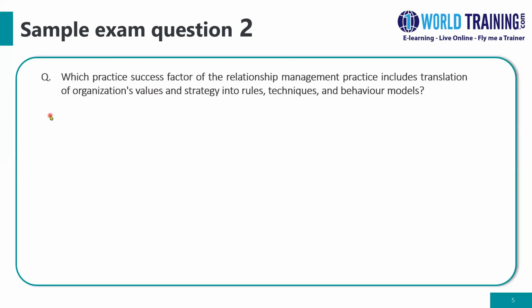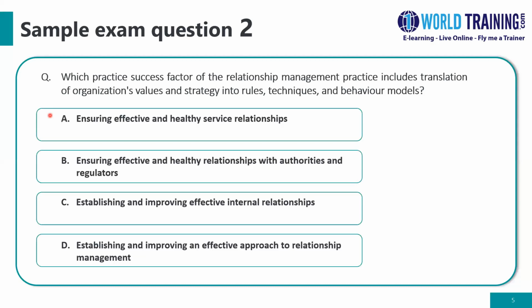Question number 2, which practice success factor of the relationship management practice includes translation of organization's values and strategy into rules, techniques, and behavior models? A, ensuring effective and healthy service relationships. B, ensuring effective and healthy relationships with authorities and regulators. C, establishing and improving effective internal relationships. D, establishing and improving an effective approach to relationship management. There are 3 practice success factors. One was about the approach, the other one is about the internal relationships, and the other for the external relationships.